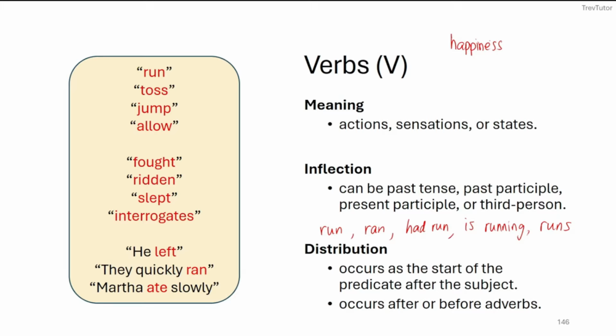And in terms of their distribution, they normally start the predicate after the subject, although you can have adverbs or helping verbs called auxiliaries or modals before that. And these are usually somewhere around adverbs. So its strict distribution is a little bit hard to pinpoint, but it's usually the head word in a predicate. It's like the most important idea in the predicate.